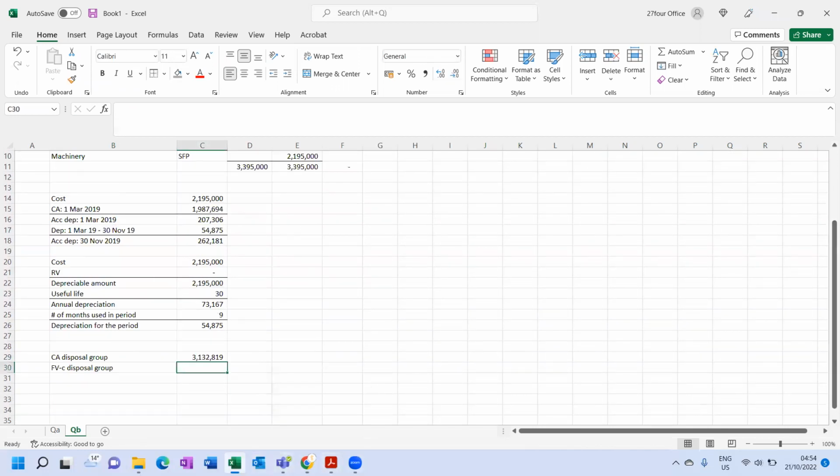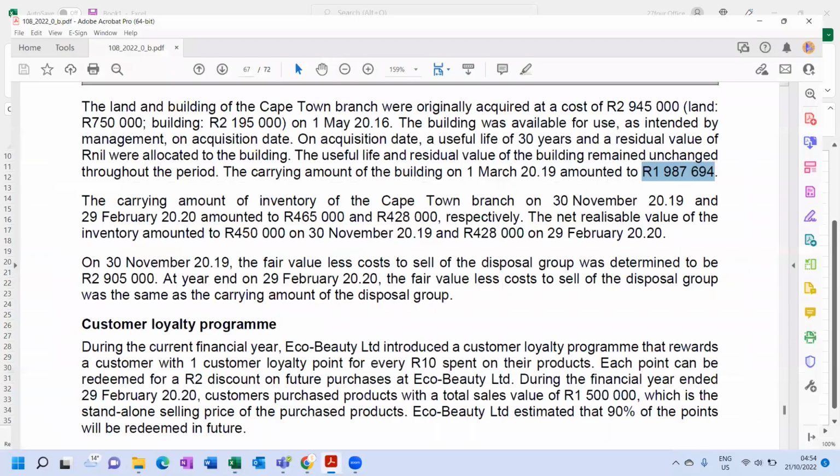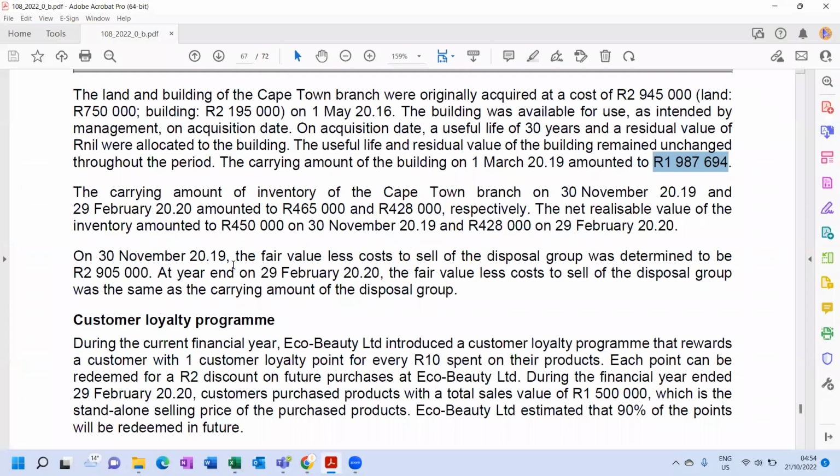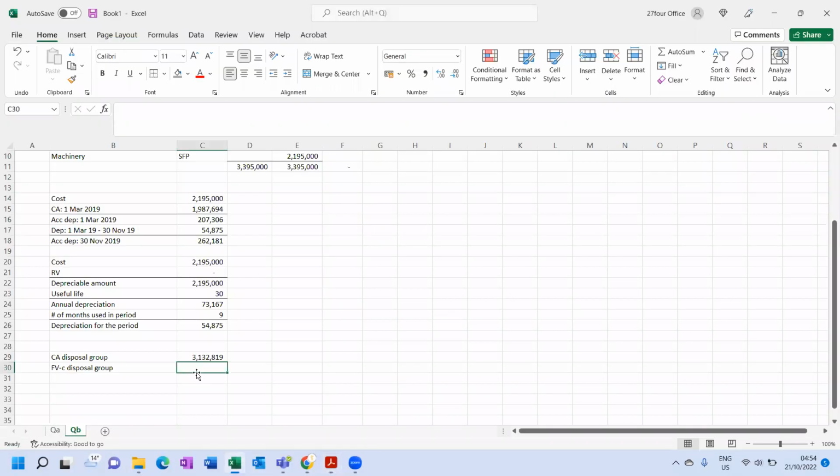And the disposal group, if we have a look at the scenario, they told us that the fair value less cost to sell on 30th November was 2905. Okay, 2905 against 3132, so here is an impairment. When is this impairment? That minus that. So it's an impairment of 227. When is this impairment? On the date of change in intention.